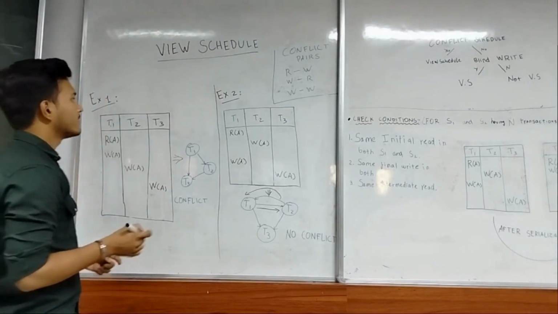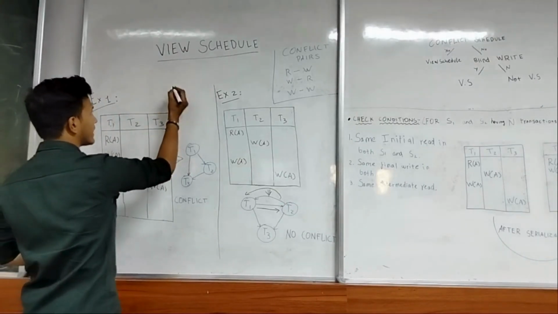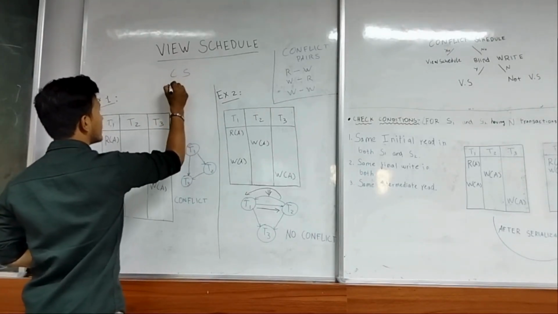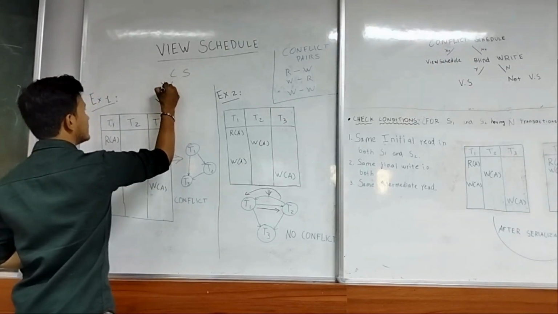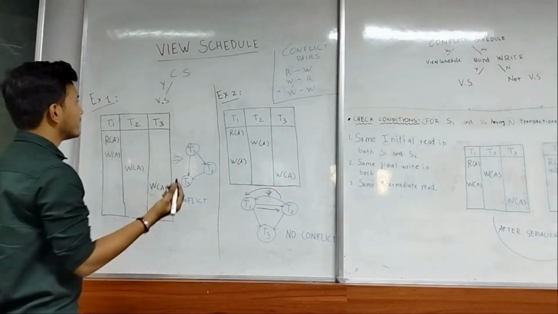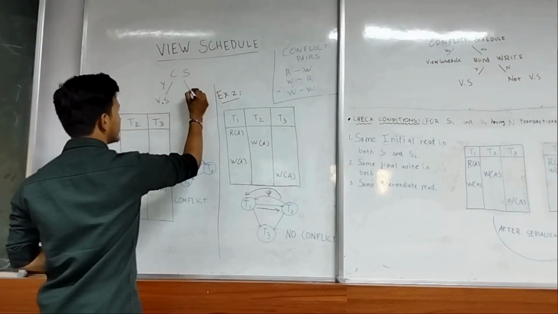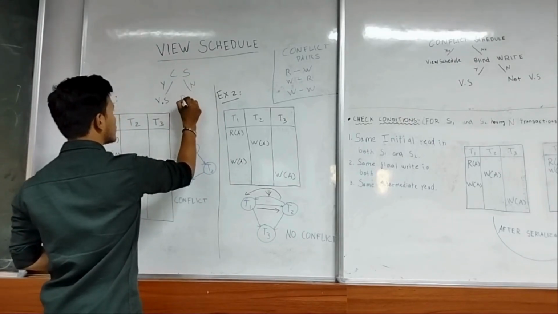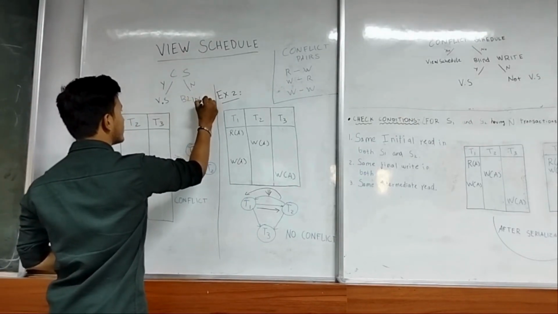So whenever there is a conflict schedule, it is also a view schedule. So CS, yes, is view schedule. But when there is not a conflict schedule, we check for blind write.